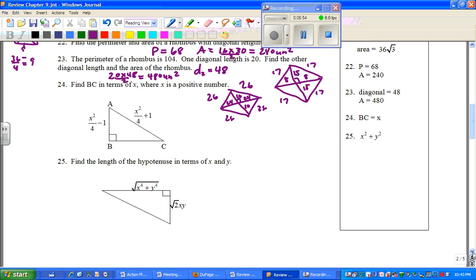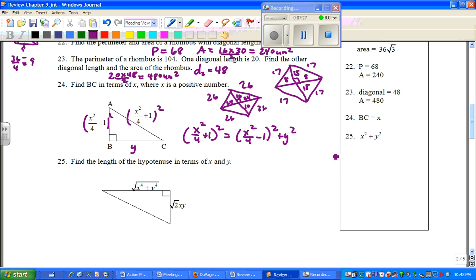Number 24 and 25 are two very challenging questions. You're trying to find BC, so I'll call it y because there's x squared in here, where there's positive values. Well, we're doing Pythagorean theorem here. So if we take x squared over 4 plus 1, and we're squaring that, we're setting it equal to x squared over 4 minus 1 squared, plus y squared is what that is going to look like, and we're solving for y squared.